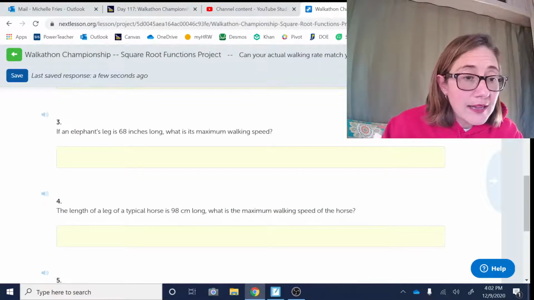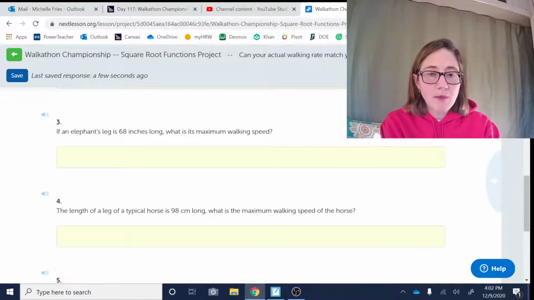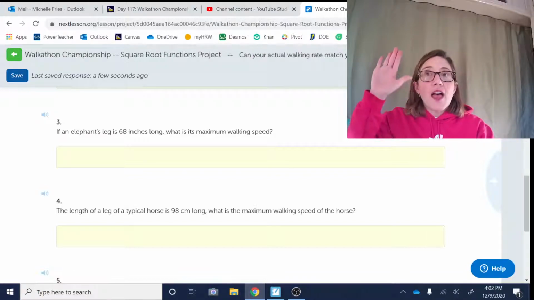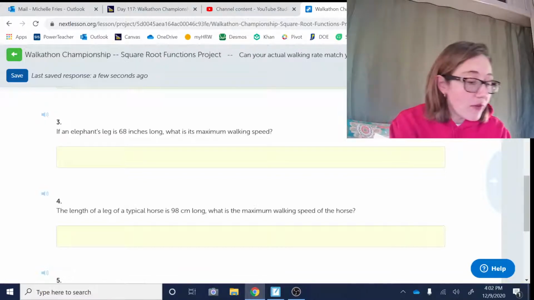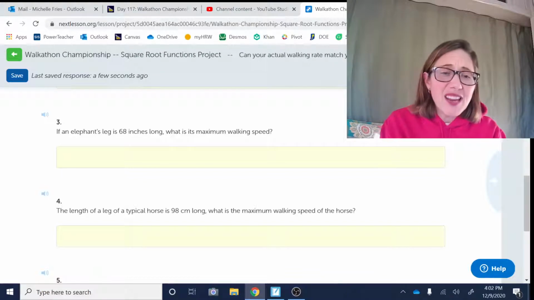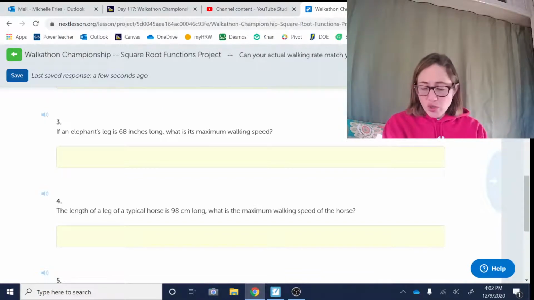In number 3, it says if an elephant's leg is 68 inches long, what is its maximum walking speed? So its leg is 68 inches long. Okay, alert, we have a problem. So for leg length, I had said that it needed to be in either meters or feet. And this elephant's leg is 68 what? Inches. Okay, so that's bad, but it's not terrible because you can convert that.